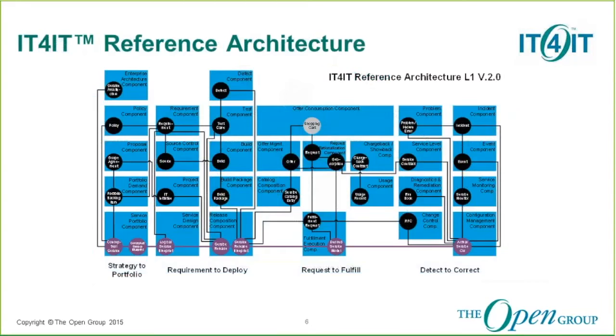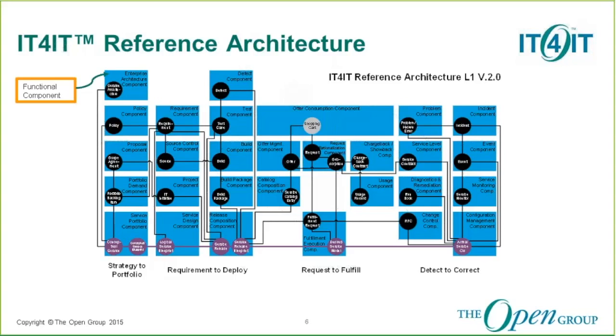Now, this slide shows the level one IT4IT reference architecture. The focus of the architecture is on the functional components and the data model, as these are more stable over time and independent of specific process or development practices. Methods and processes will change over time, but the underlying data about the service lifecycle remains consistent. And in that sense, the IT4IT reference architecture is agnostic to process models such as ITIL and COBIT.